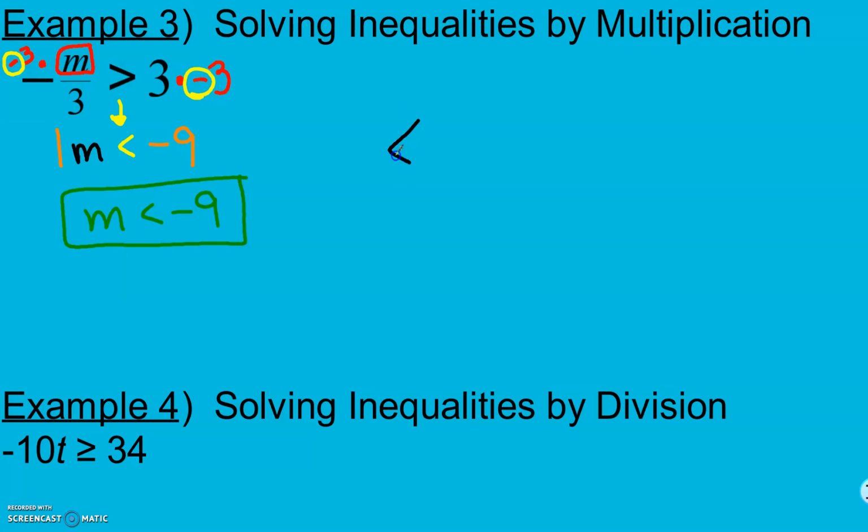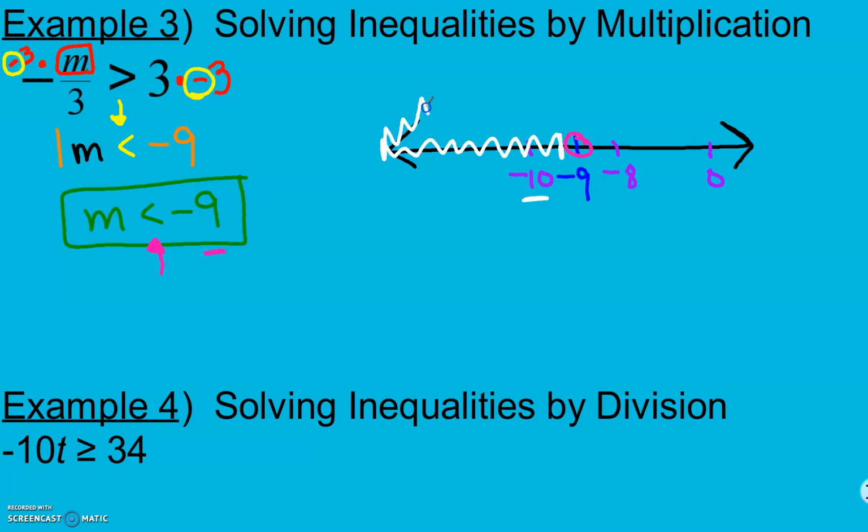When I go to graph it, I put that boundary point in the middle, and then I put the next number bigger, the next number smaller, and 0. At our boundary point, I put a circle. Here I don't fill it in because it's not equal to. And then we look. We want numbers that are less than negative 9, like negative 10. So we shade everything on that side. Now let's check it.